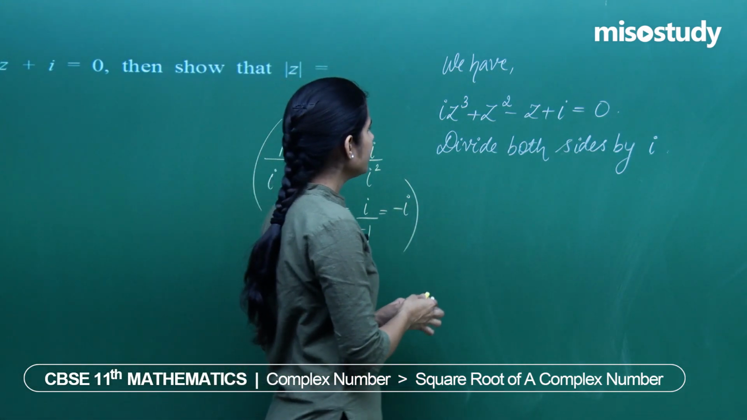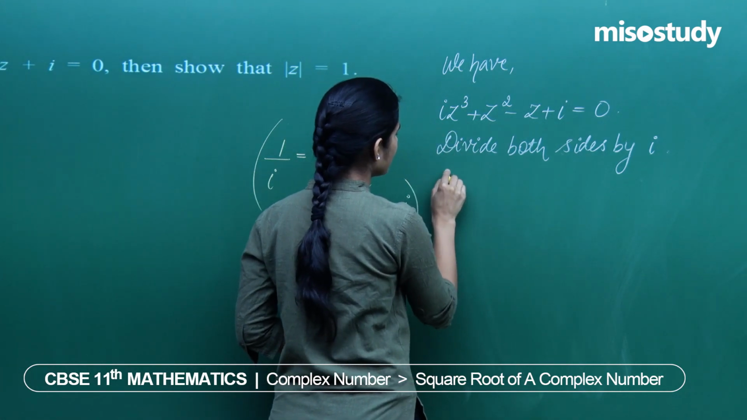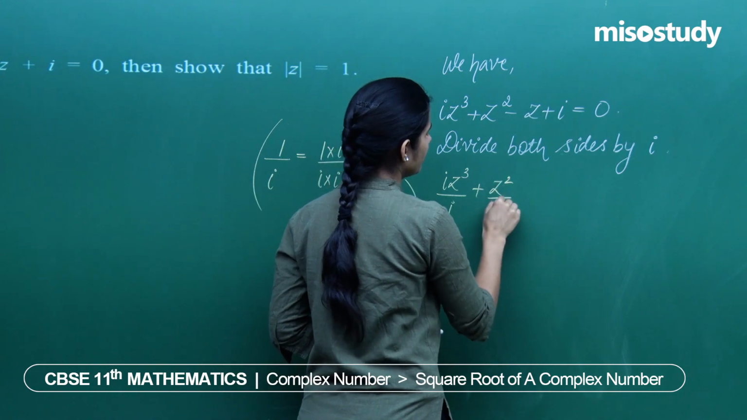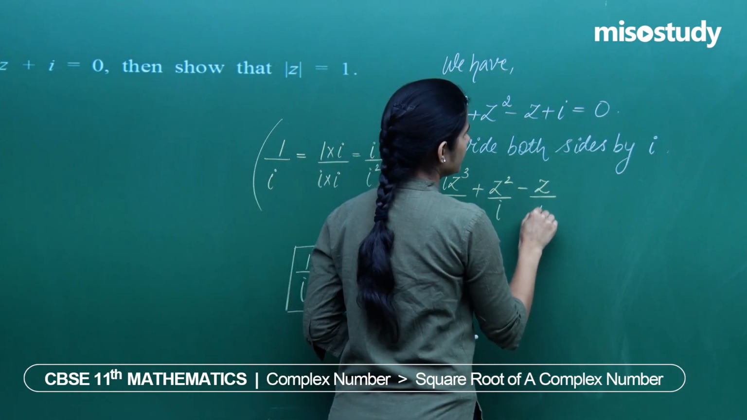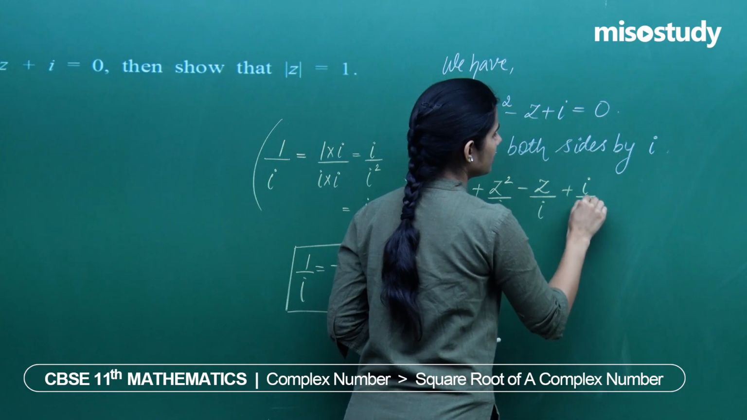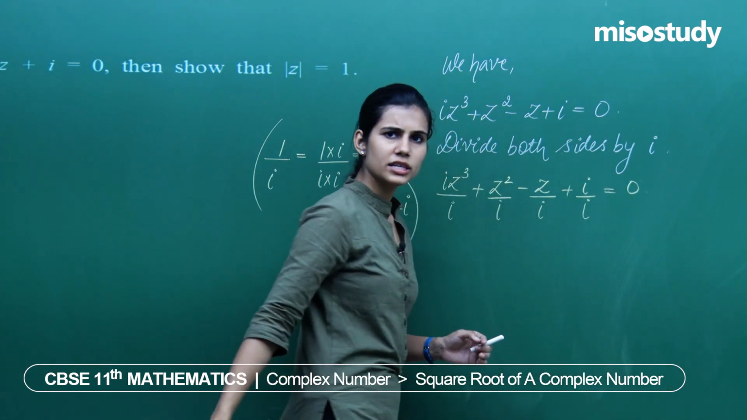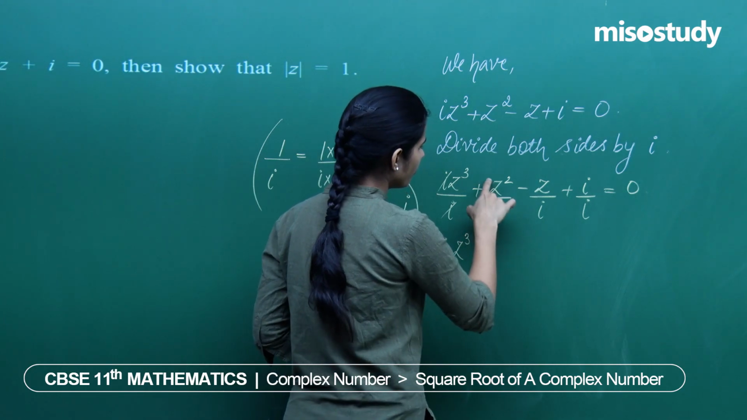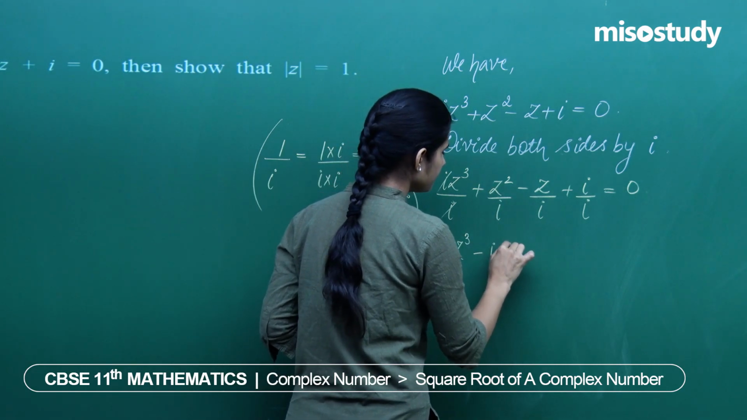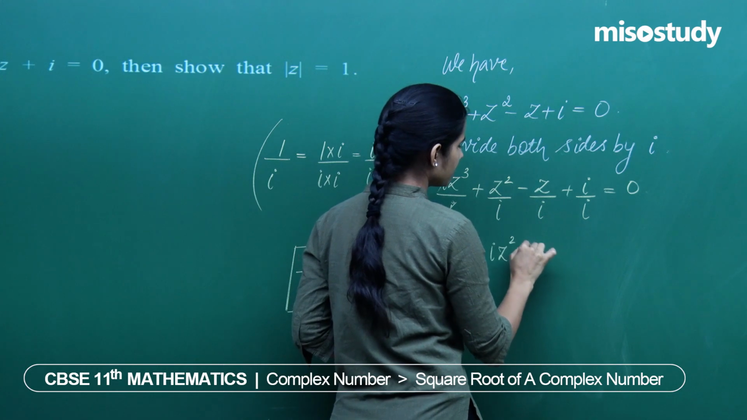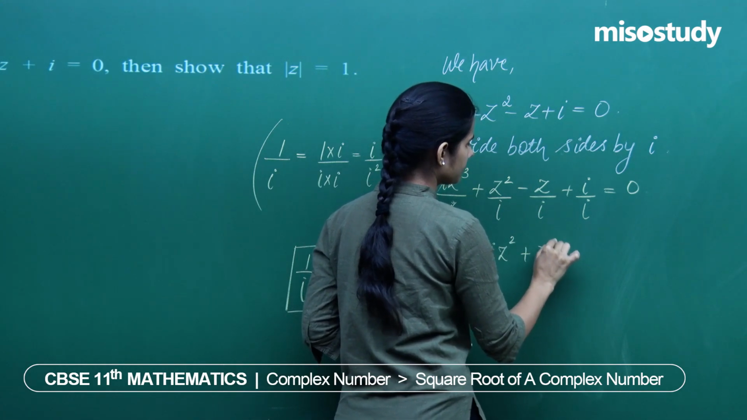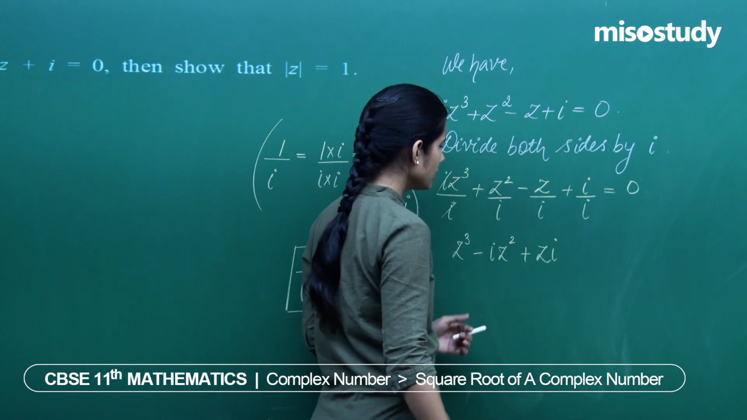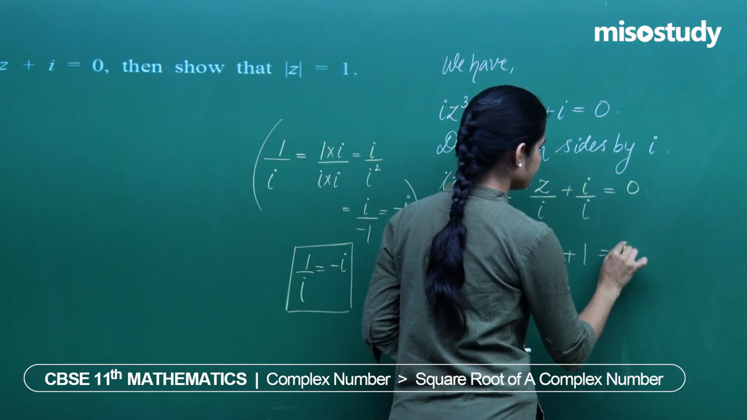Fine. Now in here when I divide by iota, I get iota z cube upon iota plus z square upon iota minus z upon iota plus iota upon iota equals 0 upon iota, which is 0 only. This gives you z cube. 1 upon iota is minus iota, minus minus plus iota, and here you get 1.